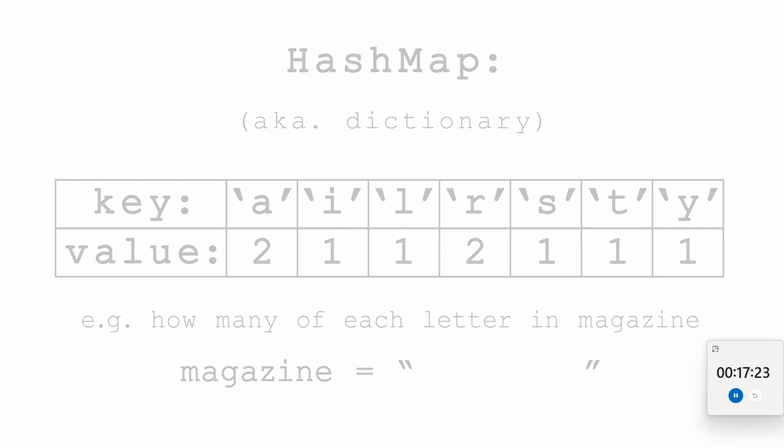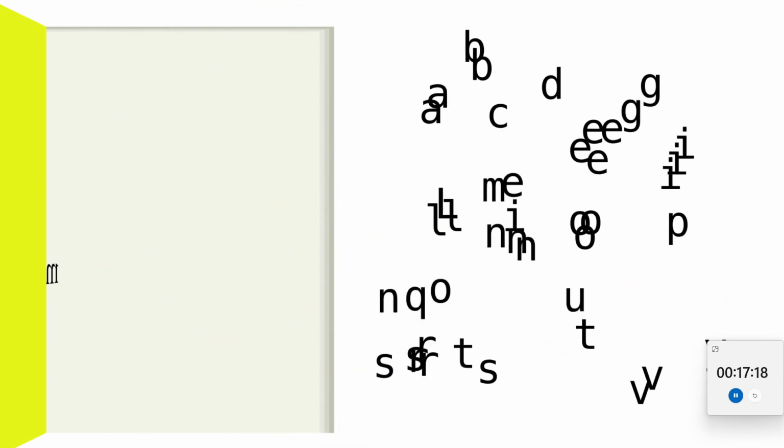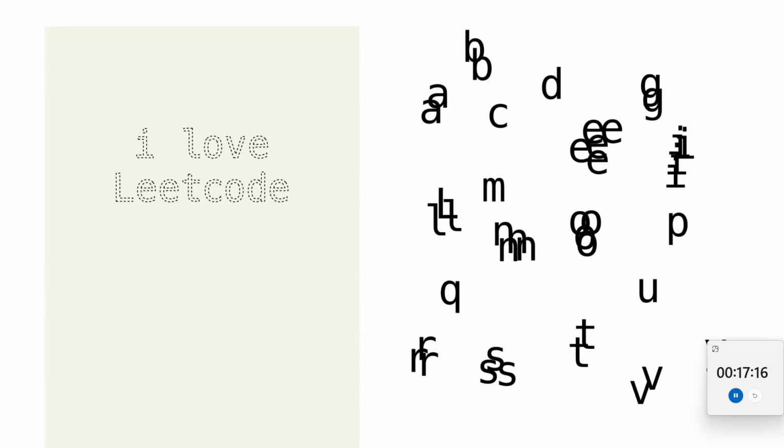Think of it like we've taken our magazine, cut out each letter, and put it in a pile with the same letter. This makes it much faster to find and see if we have a certain letter, rather than looking through magazine from the start for the letter we want. In our problem, all we need for magazine are the frequency of its letters, not the order they're in.